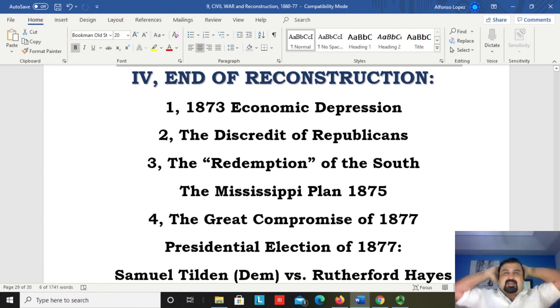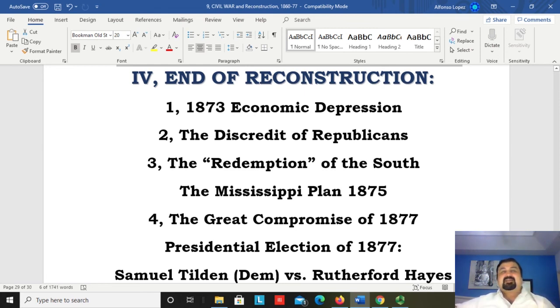All right, so let's look at the end of Reconstruction. What is the end of Reconstruction? Reconstruction will come to an end by 1877. This process was totally completed. Well, not really completed, but it came to a close. Whether the policies or the objectives were fulfilled or not, by 1877, it was a closed case. So I will outline several factors that led to the end of Reconstruction, factors that by 1873 are now pushing the country closer and closer to the end of Reconstruction.